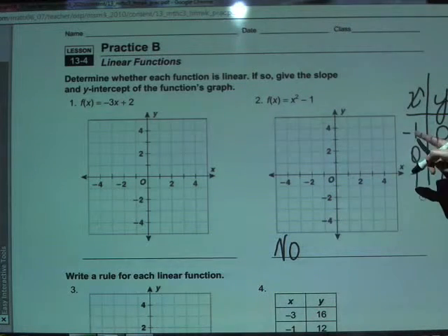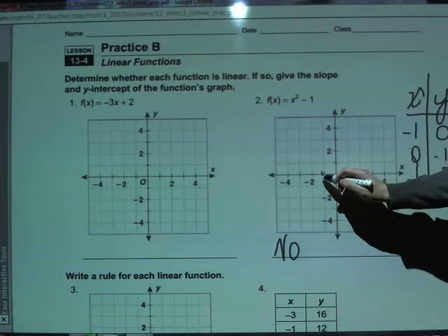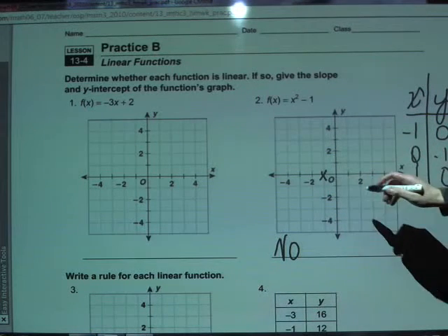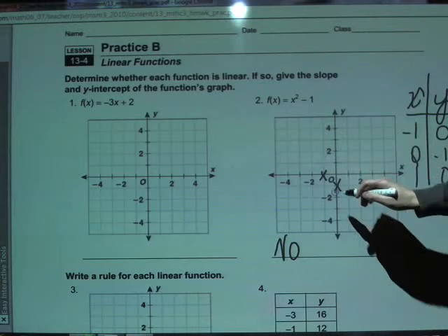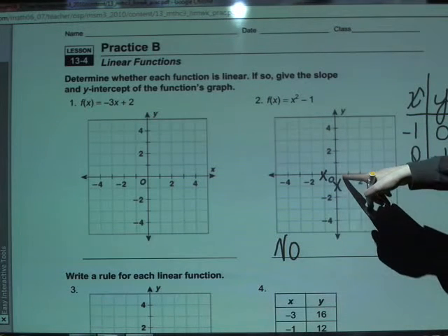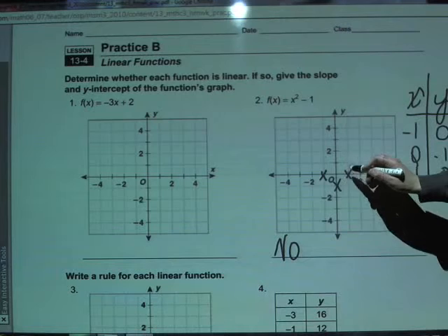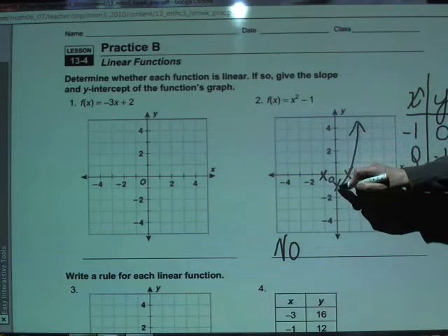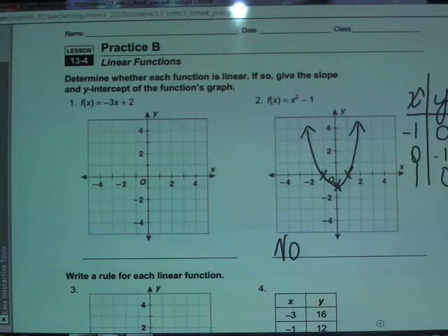So I'm going to graph that. -1, 0: left 1, not up or down, put a point. 0, -1: not right or left, just down 1, put a point. And 1, 0: right 1, but not up or down. Connect my points for this U shape. And there's the graph of the function x squared minus 1.